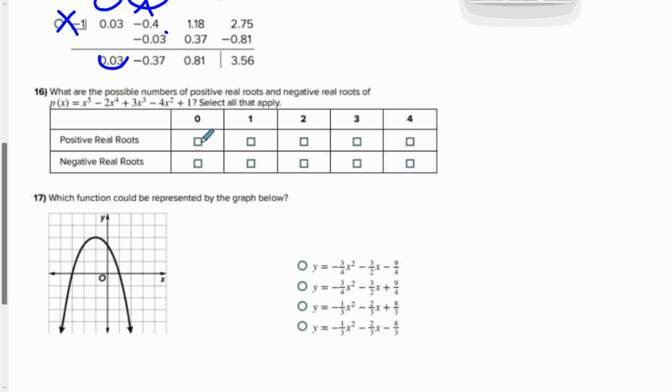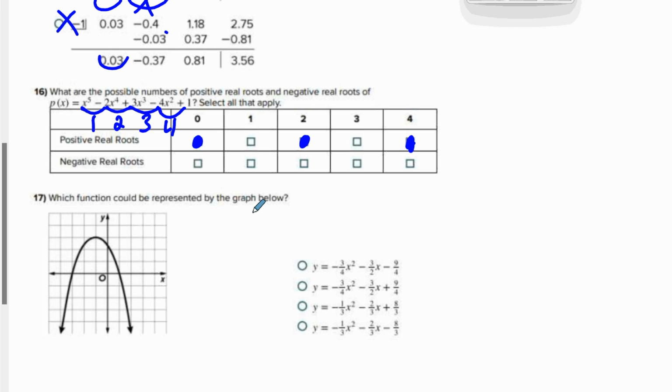Here we're checking the number of positive solutions. So for the number of positive solutions, I count the sign changes: positive x to the 5th and a -2x to the 4th, that's one sign change. A -2 to a 3, that's another sign change. From a positive to a negative is another sign change, and from a negative to a positive is a 4th sign change. So I have 4 sign changes, so the positive real roots are 4, but I can also decrease that by 2. So 2, and then decrease that by another 2, I get to 0.